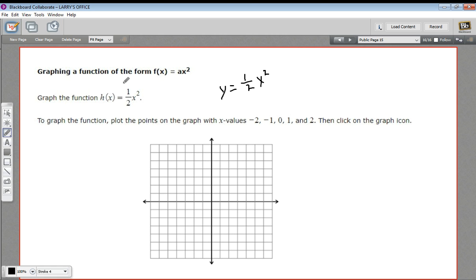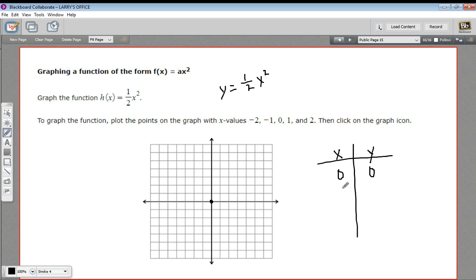So, the way to go about graphing a function like this, if you're not sure how it looks, is to start with a table of values, have some x values, and figure out what the y values are. And they've given us these values. If you put in 0 for x here, well, 0 squared is 0 times 1 half is 0. Y would also be 0. So that's one of our points, 0, 0.